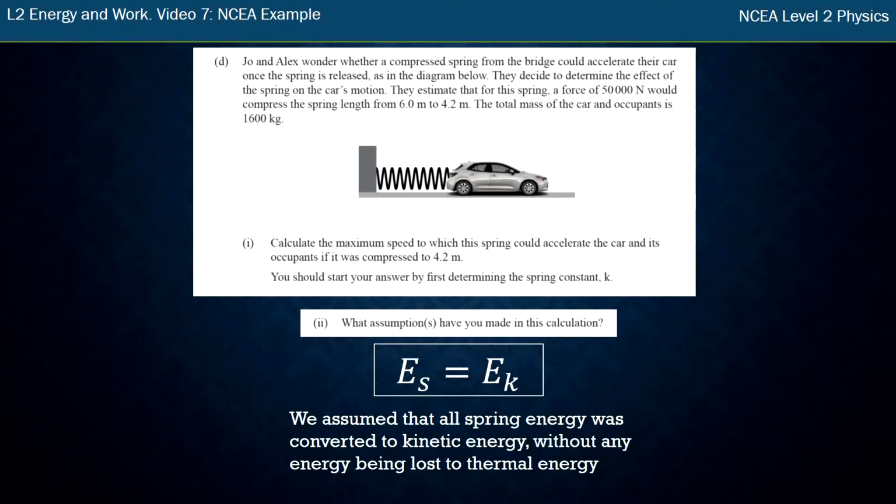So in this case, I've assumed that there's no thermal energy. All the spring energy became kinetic energy.